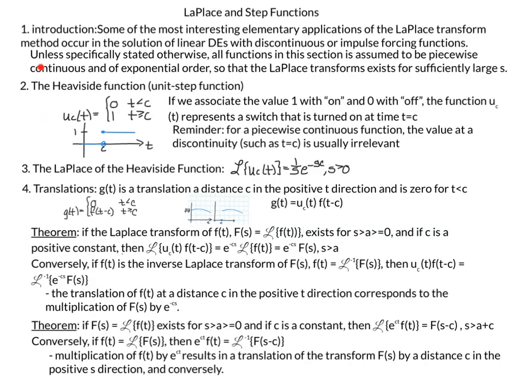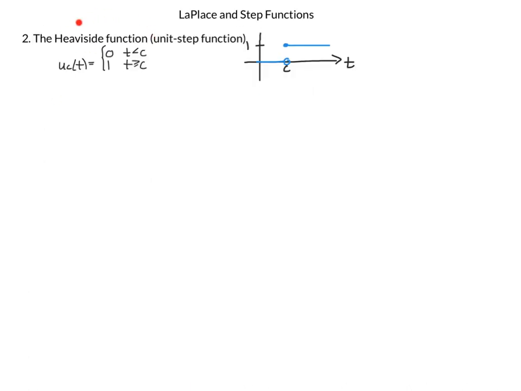As I had mentioned, we are going to start by looking at the Heaviside function. And here's the definition of our Heaviside function, which is denoted u subscript c of t. It's equal to 0 when t is less than c, and 1 when t is greater than or equal to c. So you get this graph here: 0 up to c, and then it jumps up to 1 after you hit c.